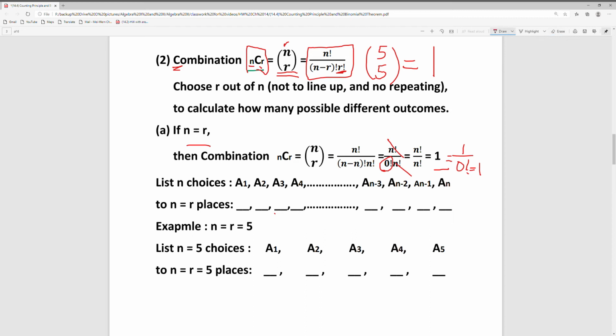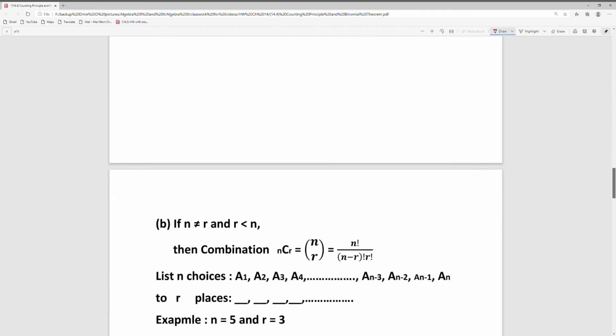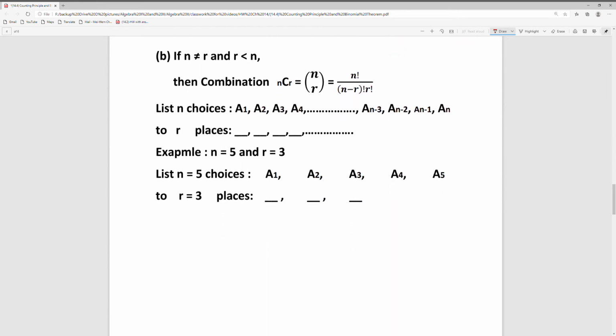How about if n does not equal r? We use the real situation to show you why our formula needs to divide by r factorial. So keep going here. And r needs to be smaller than n. If you have only 5 choices, I cannot ask you to choose 6. That's not possible. Okay, so for example, if we choose 3. First place, how many choices? 1, 2, 3, 4, 5. You have 5 different choices.